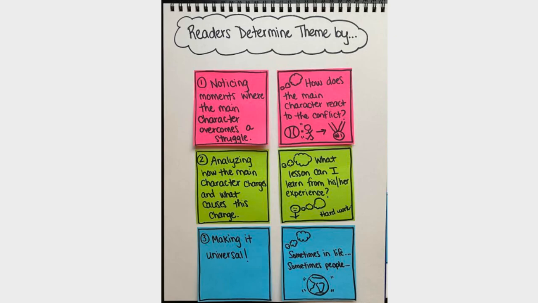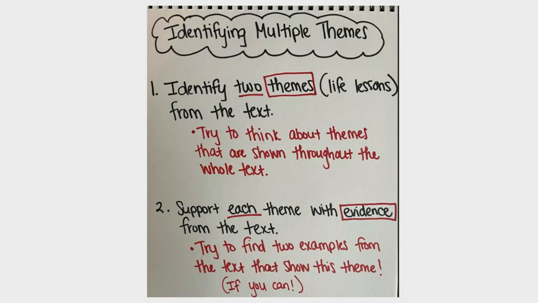Okay, so this week we're going to focus on identifying multiple themes across one text. So really there's just two things that you need to do. First of all, you need to identify those two themes or life lessons from the text. And just a little tip I said is to try to think about themes that are shown throughout the whole text.